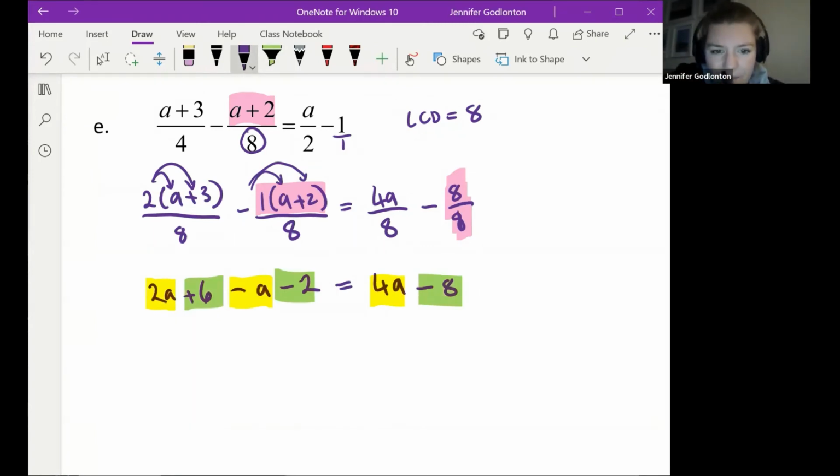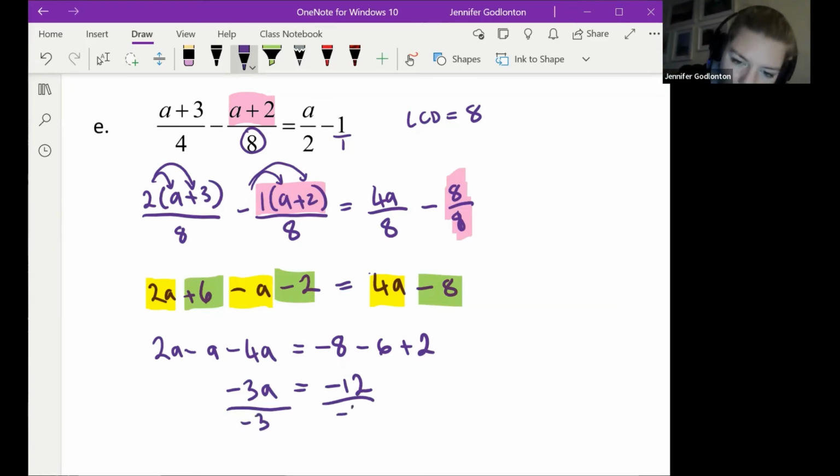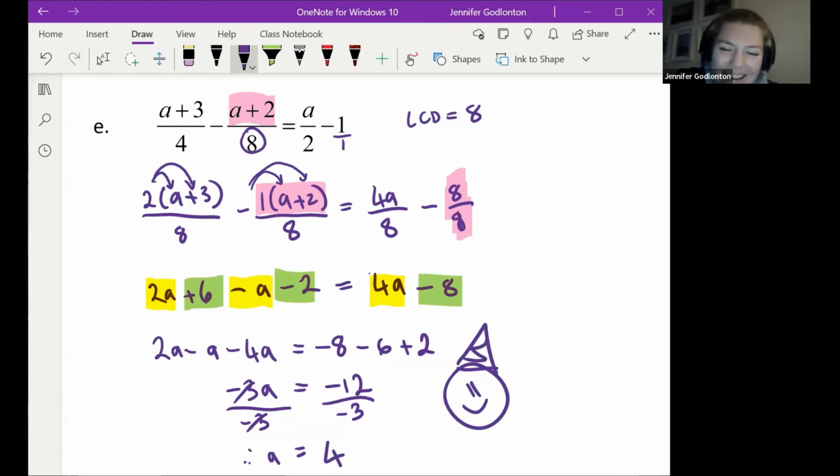Then you need to take your variables and your numbers to the different sides. So it's gonna be 2a minus a minus 4a equals negative 8 minus 6 plus 2. Good. So it's going to be negative 3a equals negative 12. Then you're going to have to divide it by negative 3 to get the a alone. So you do that on both sides. So your answer is going to be a equals 4. Beautiful. Nice job. That was a long, hard question. Very good job.